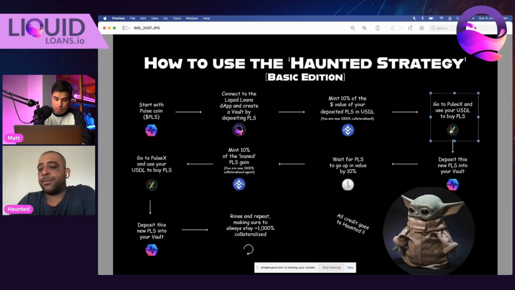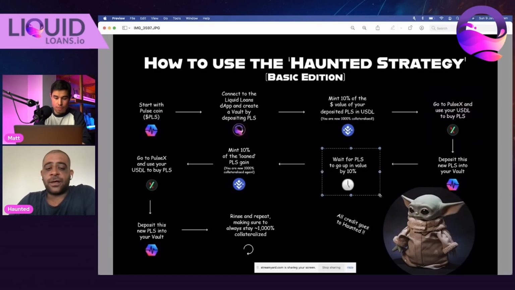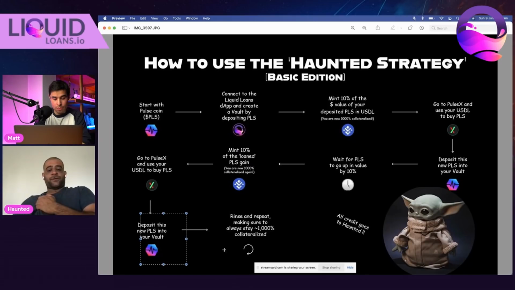and buy Pulse with the stable coin. Deposit that back into your vault. Wait for a 10% move. It doesn't have to be 10%, keep that in mind. This is just if you want to stick to the routine. So you mint the stable coin, put it back into your vault, and you're done. As in, you're pretty much finished. Rinse and repeat. It's fairly simple.